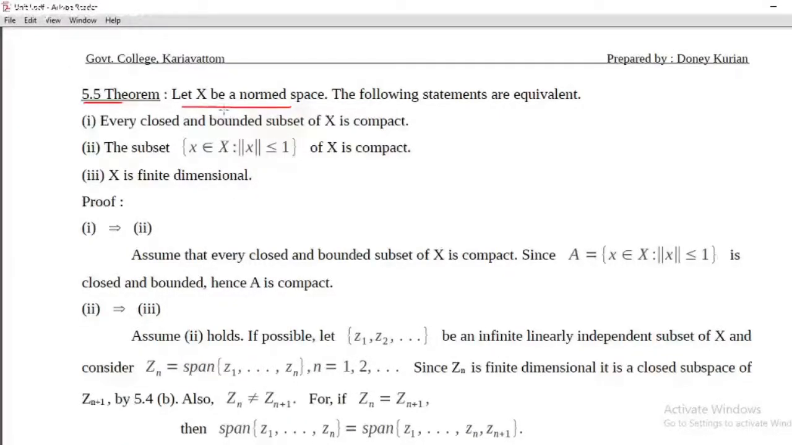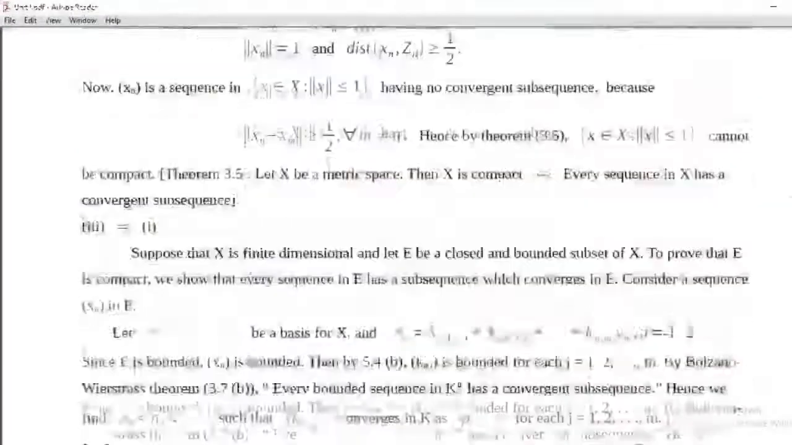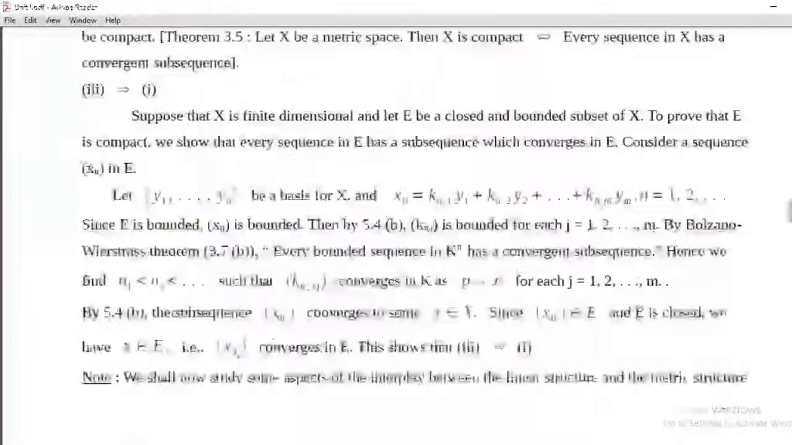Theorem 5.5. Let X be a normed space. The following statements are equivalent. One, every closed and bounded subset of X is compact. Two, its closed unit ball is compact. Three, X is finite dimensional. We have proved 1 implies 2 and 2 implies 1. Then finally, we want to show that 3 implies 1.